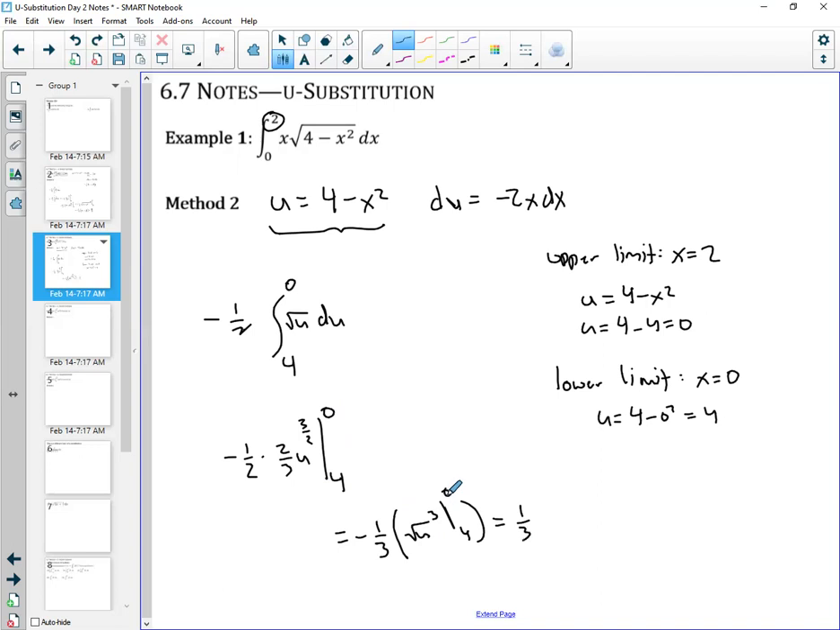It's 1/3. Let's see, I plug a 0 in, I get 0. I plug in a 4, and the square root of 4 is 2. 2 cubed is 8. This sounds very familiar. This, of course, is going to give me the same answer.